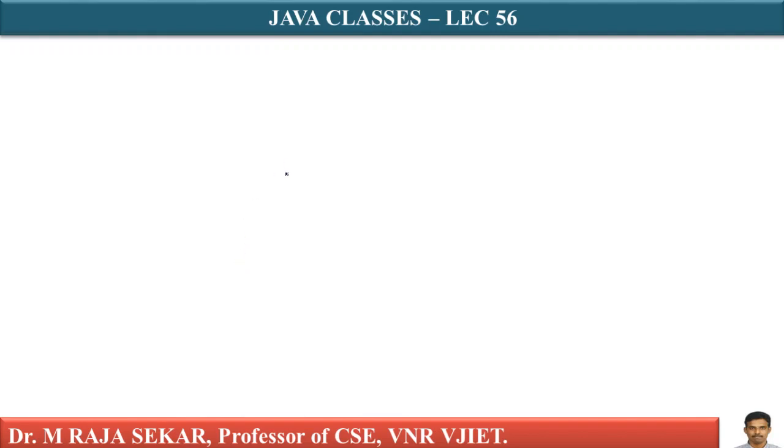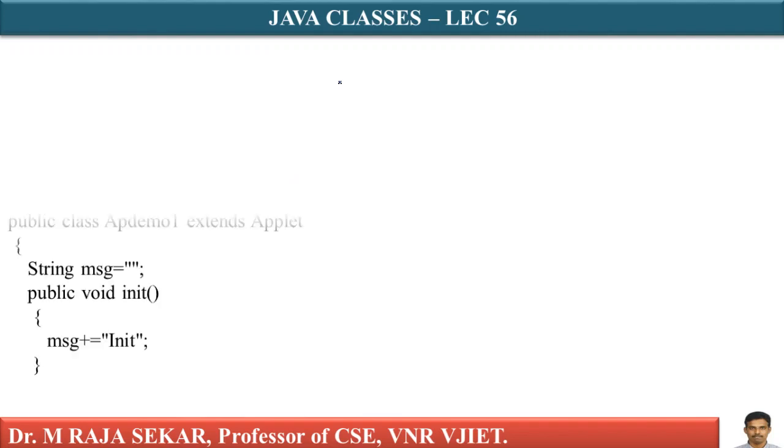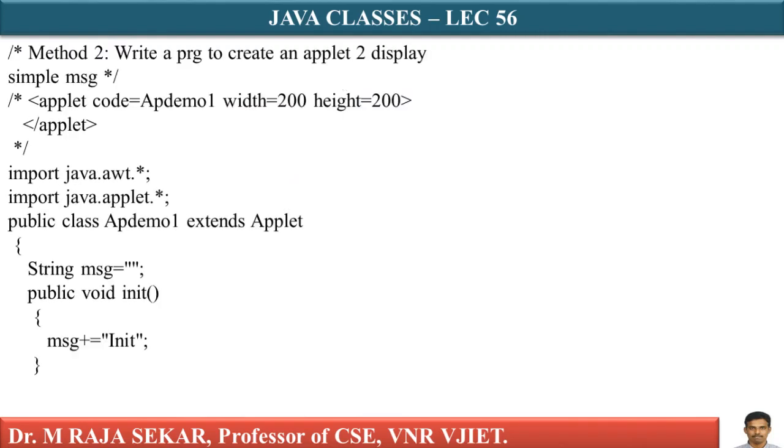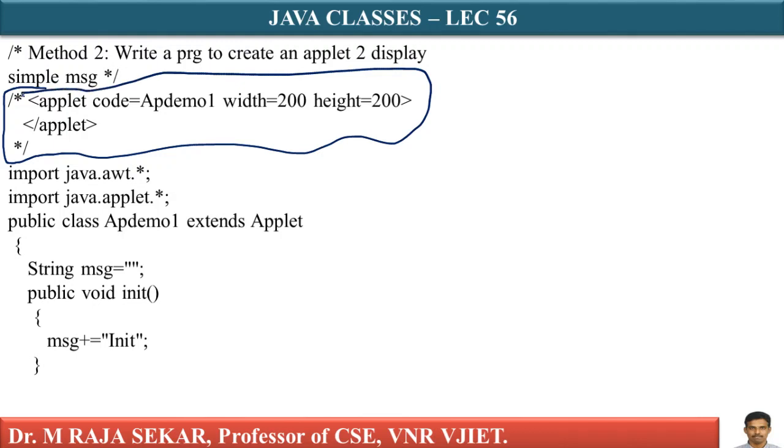In this lecture, I will continue my discussion on applet. Just try to recall what I discussed in my previous class. In my previous class, we created a HTML file whose name is appdemo.html. Just observe this code carefully. This particular code we kept in a separate file.